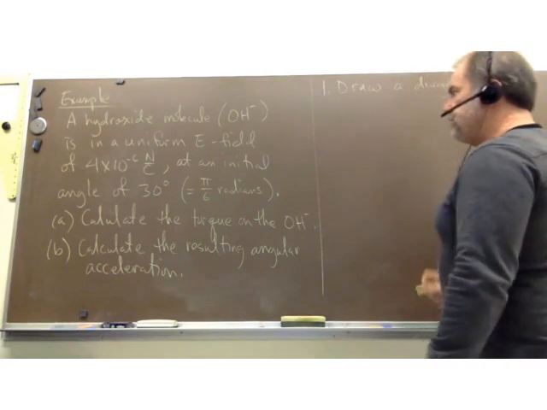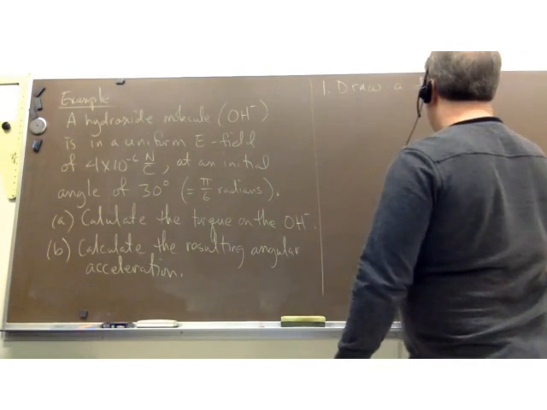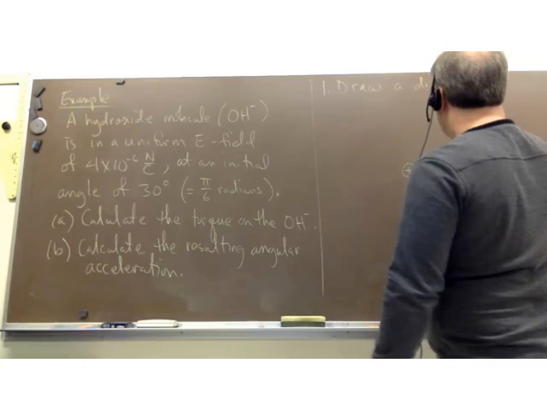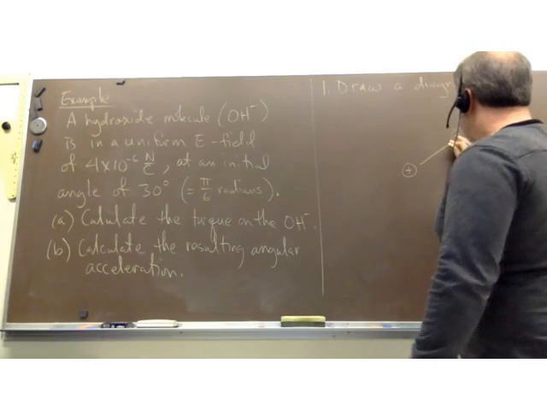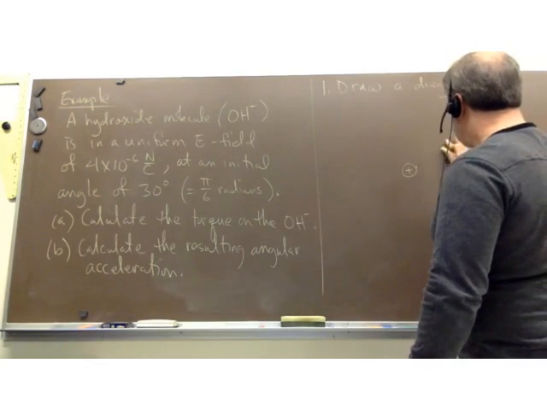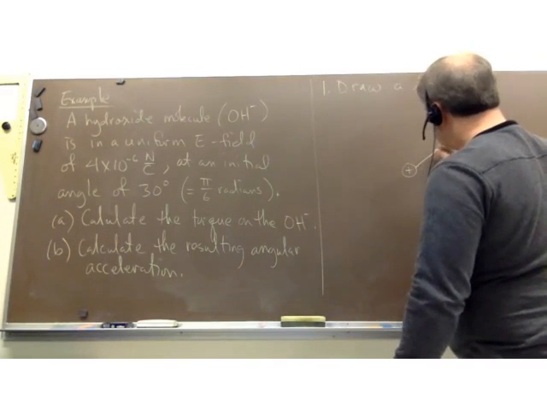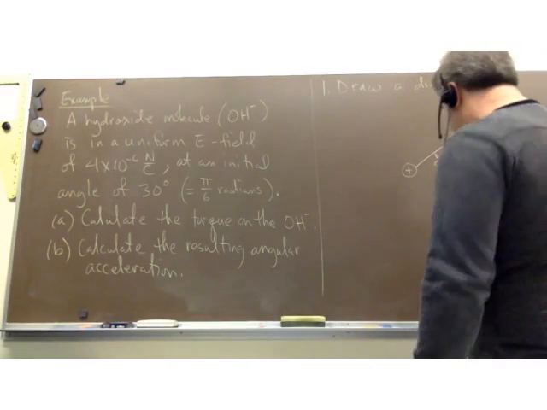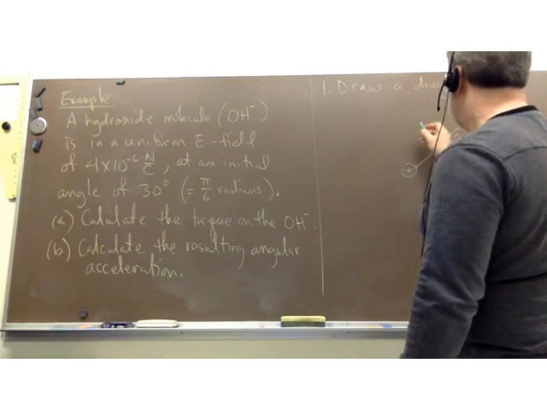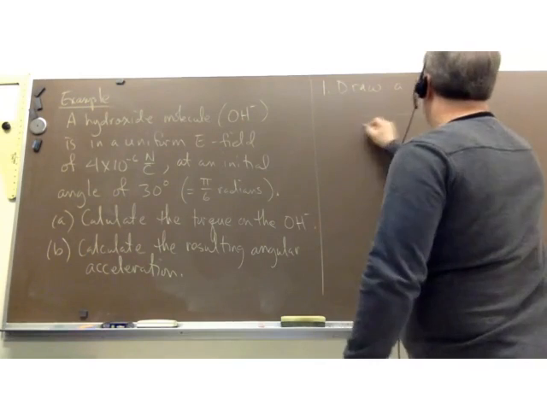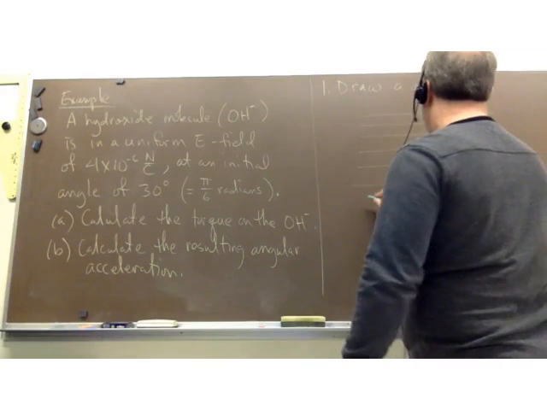Angular acceleration. All right, step 1, draw a diagram. Okay, we have a hydroxide, oxygen, hydrogen. We have positive hydrogen there, we have a negative oxygen there, and they are separated by a distance d. They are immersed in a uniform electric field at a relative angle of 30 degrees. So I guess I'll draw it like this for simplicity.